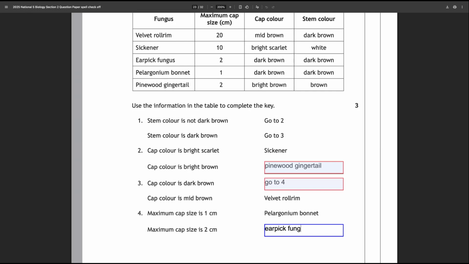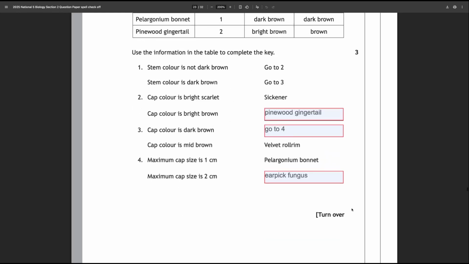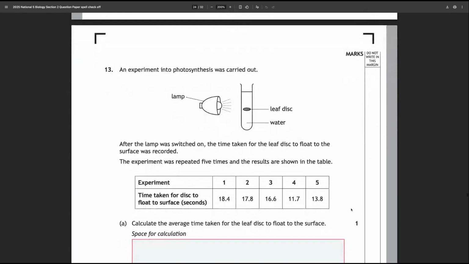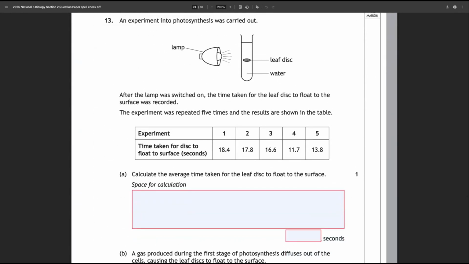Again, a cracking name, isn't it? Ear pick fungus. So there you go. That's how we work through our paired statement key for that question. Okay, next question is a photosynthesis question. Almost certainly guaranteed to get one of these in every exam.